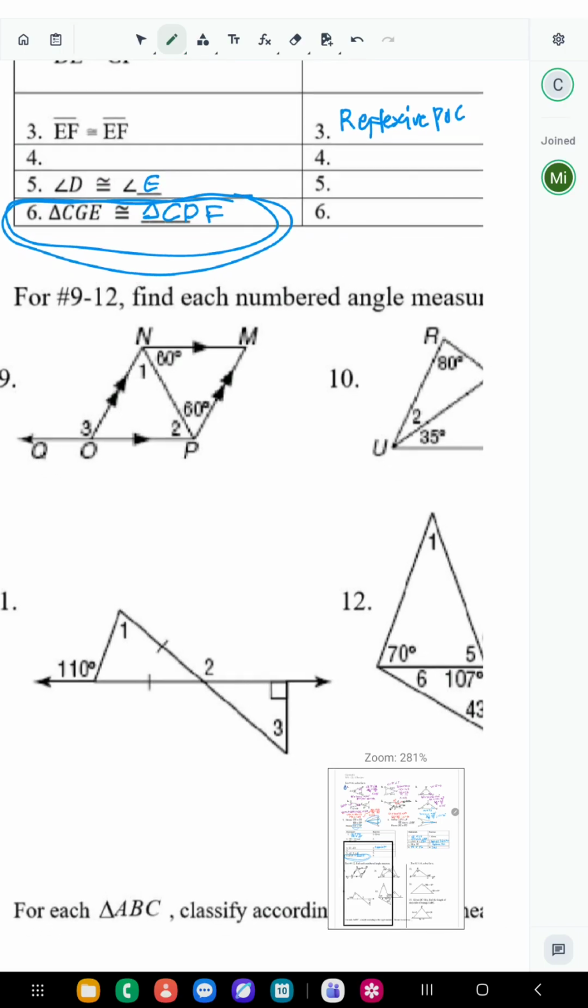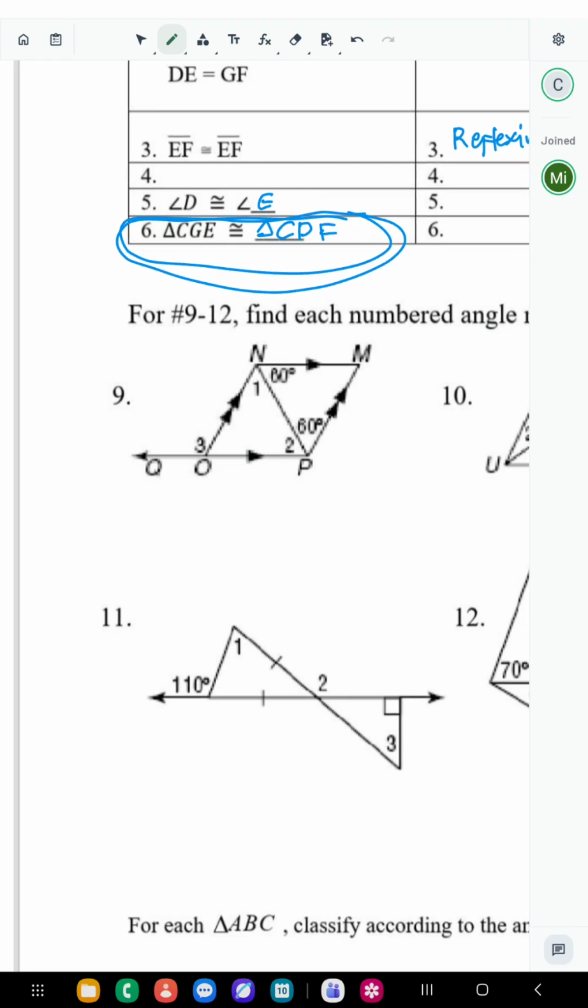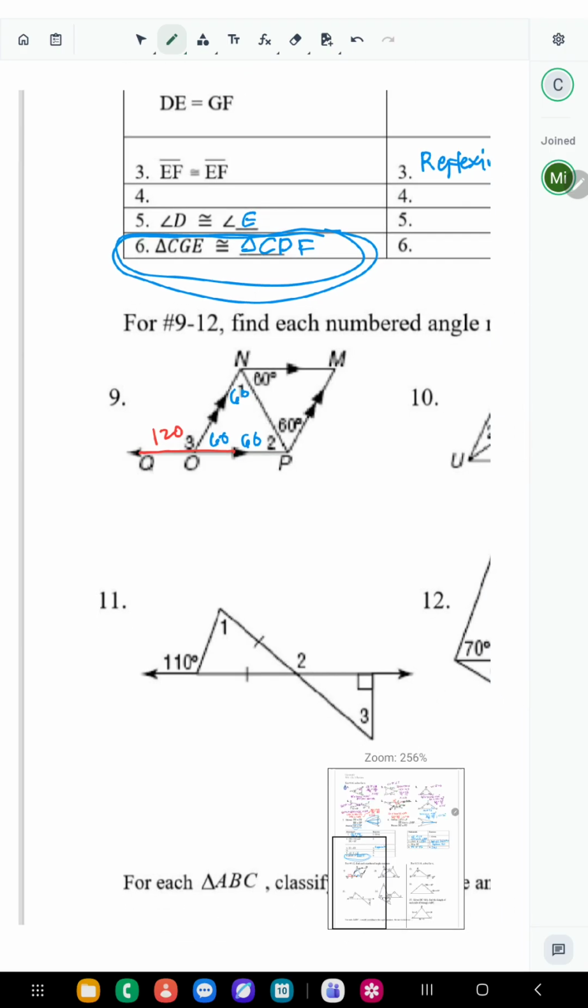Number 9. Find each numbered angle measure. Huh? Find the measure of each numbered angle. It's a mess there. So angle 1, angle 2, they are alternating angles. So this one is 60. So this is also 60. So this is also 60. Right? So that means this is 120. So this one is a straight line. 180 minus 60 is 120.